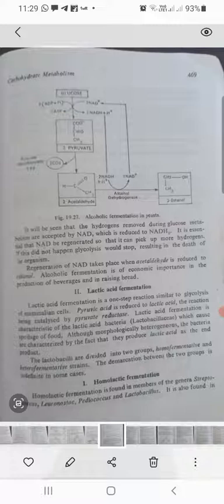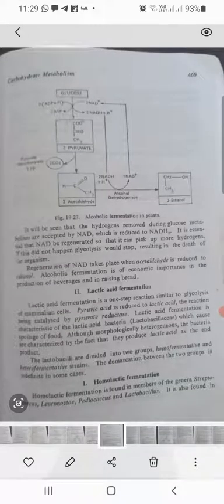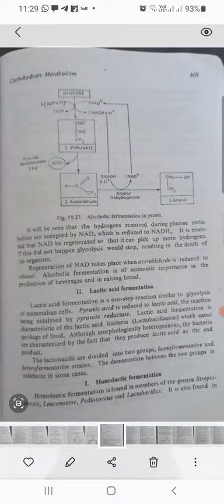In the previous lectures we have discussed fermentation and alcoholic fermentation processes, in which glycolysis turns out to produce alcohol. In this lecture we will discuss lactic acid fermentation. Lactic acid fermentation is a one-step reaction. Similar to glycolysis in the mammalian cell, pyruvic acid is reduced to lactic acid, the main reaction being catalyzed by pyruvate reductase.